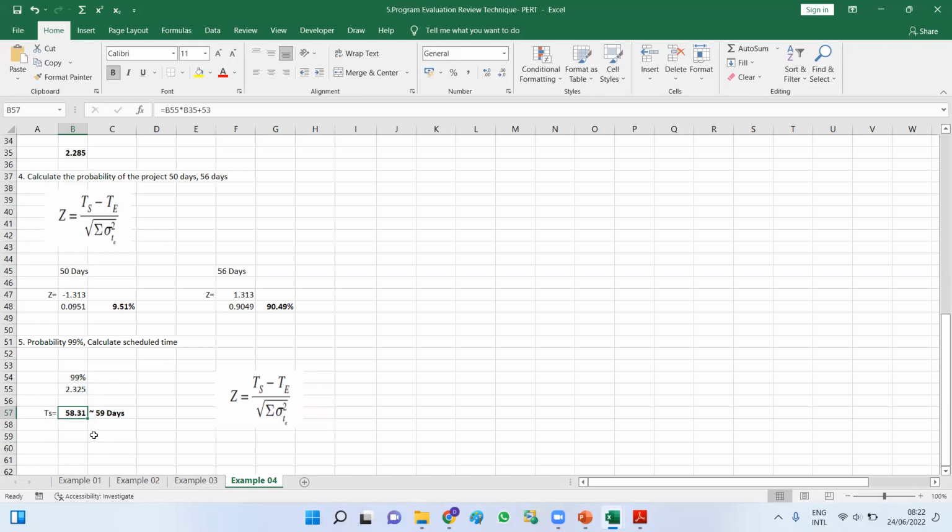So we know these are days, so 58.31 cannot be taken. Therefore, you have to write the answer with the approximate figure. The approximate figure for 58.31 is 59 days, right? So this is the calculation that you have to do for the last question of program evaluation and review technique. If you have any question regarding program evaluation and review technique, you can ask now before I move into the next lesson.